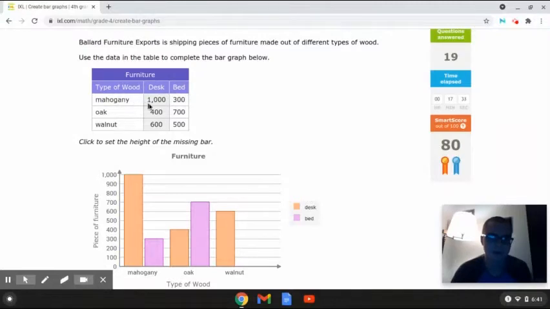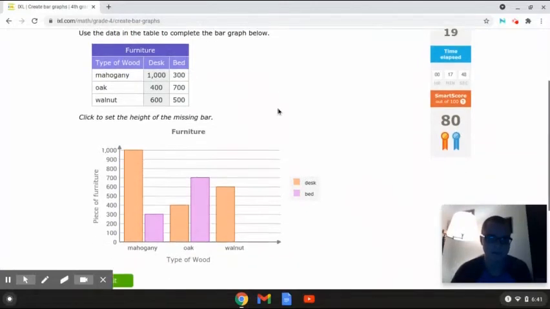So for mahogany, we have 1,000 for desks and 300 for beds. For oak, we have 400 for desks and 700 for beds. And for walnut, we have 600 for desks and 500 for beds. Click to set the height of the missing bar.